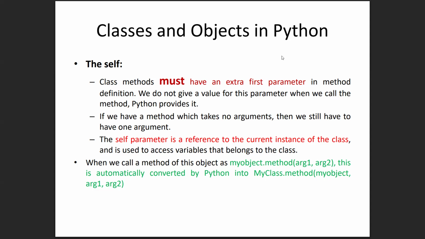Next, when we call a method of an object, like my object dot method of argument one, argument two, it is automatically converted by Python into my class dot method of my object, argument one, argument two. Automatically it is converted into this method. That is what it is doing.